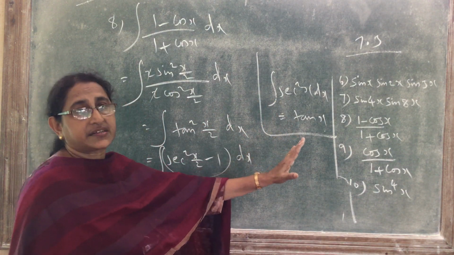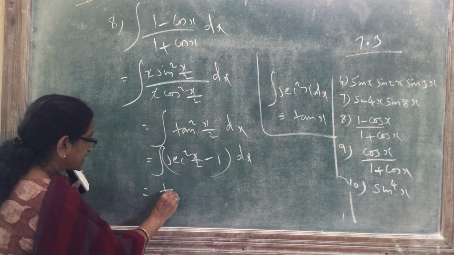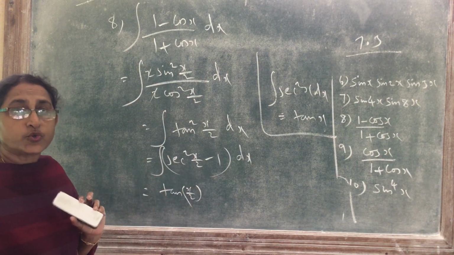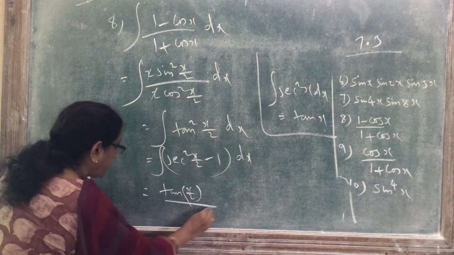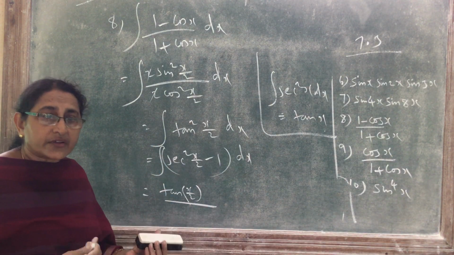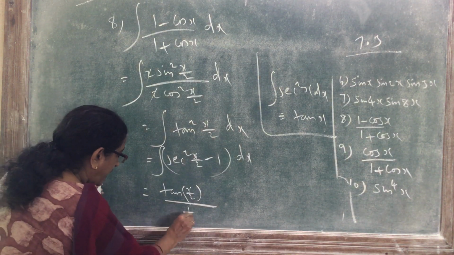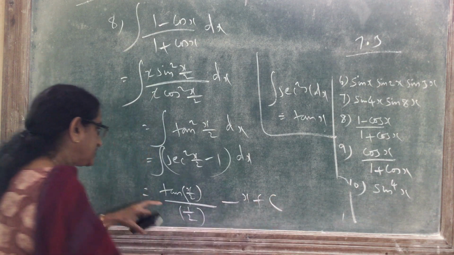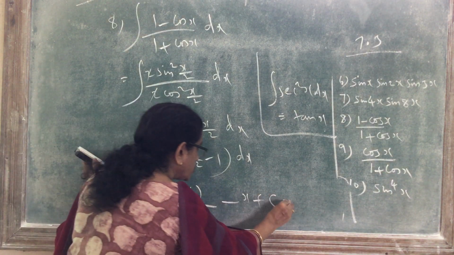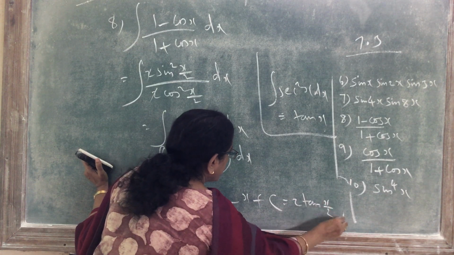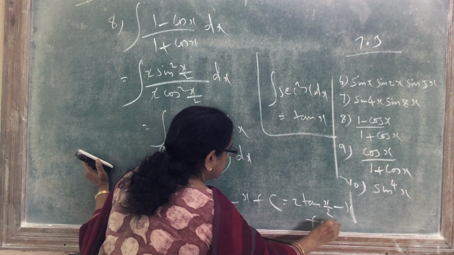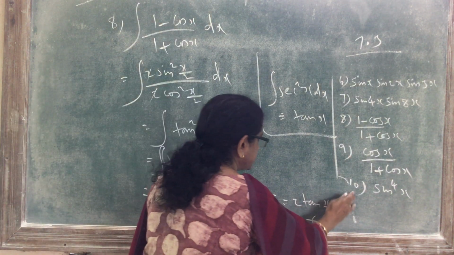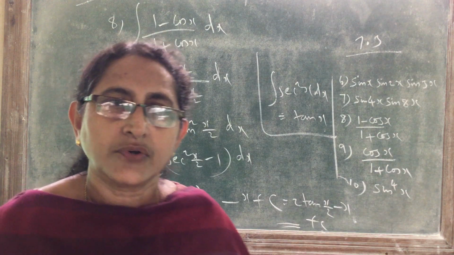Integral sec square x is tan x. So what is the integral of sec square x by 2? Tan x by 2. Same we can use. But in the place of x here it is x by 2. So you have to divide by the derivative of x by 2, which is 1 by 2. Minus, what is integral of 1? x plus c. That is equal to, dividing by 1 by 2 becomes 2, 2 tan x by 2 minus x plus c. That's the answer. 2 tan x by 2 minus x plus c. Okay.